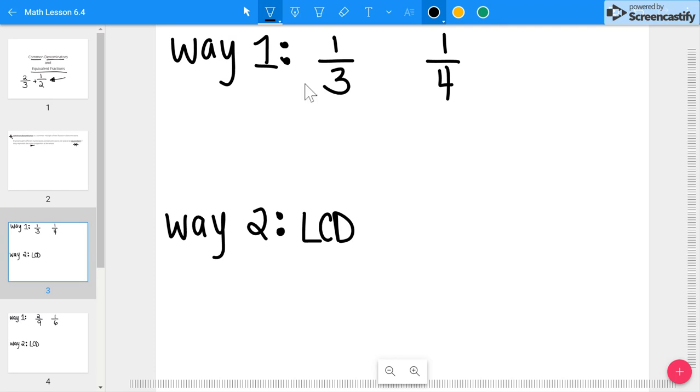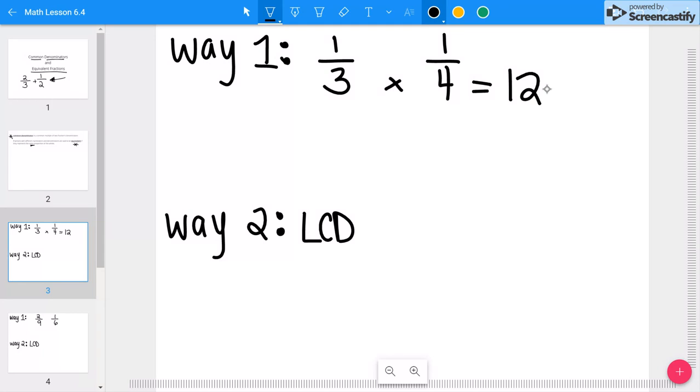Way one, we're going to use the fractions 1/3 and 1/4. If this was an addition or subtraction problem, I couldn't solve it because my denominators are totally different. I have a 3 and I have a 4. In order to add or subtract these two fractions, I need to get a common denominator. There are two ways to do that. The first way, I could just multiply the denominators together. So I can say 3 times 4, and that equals 12.